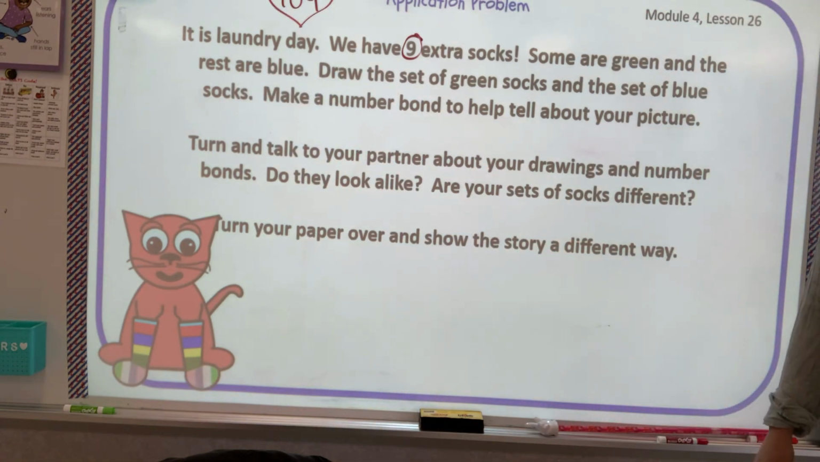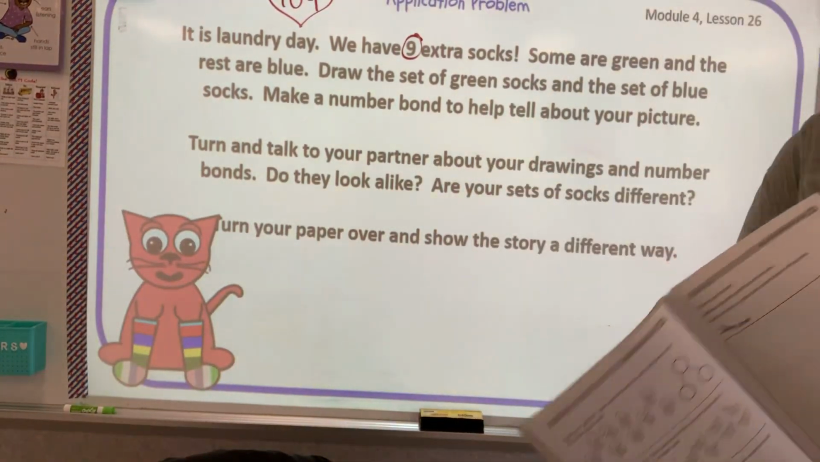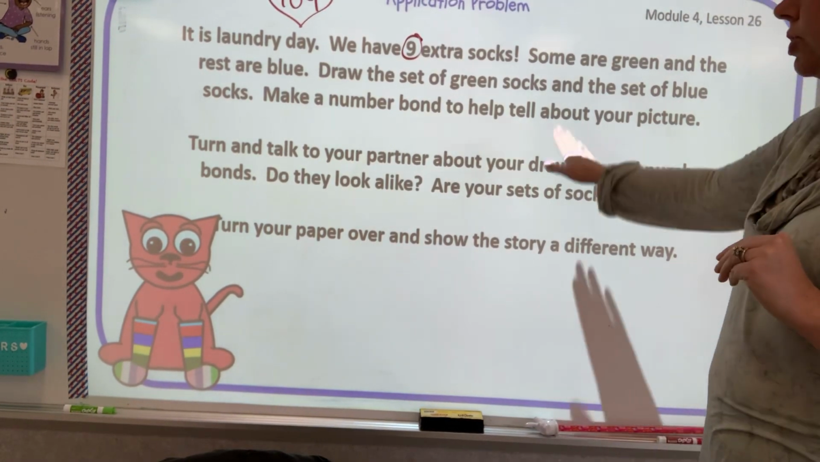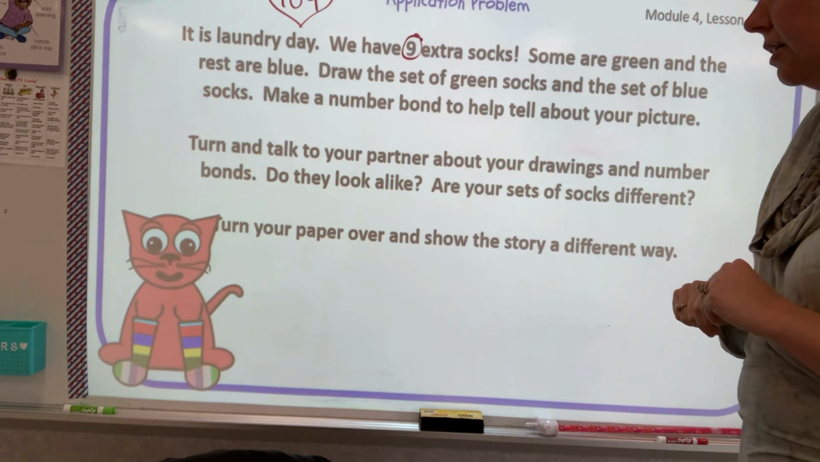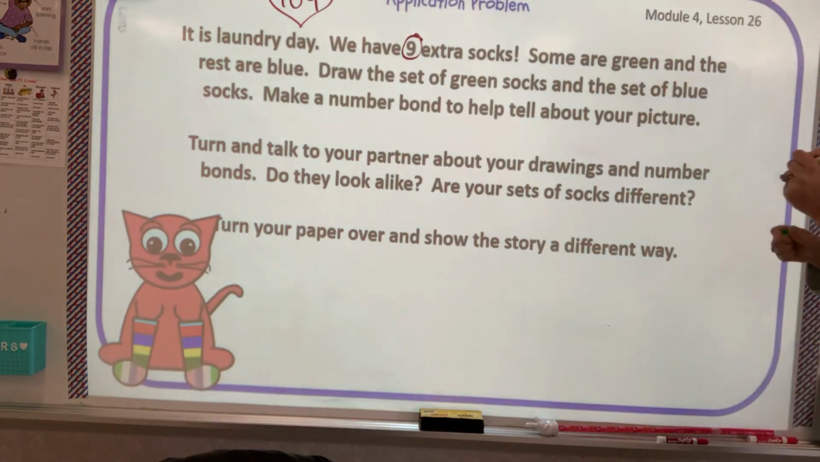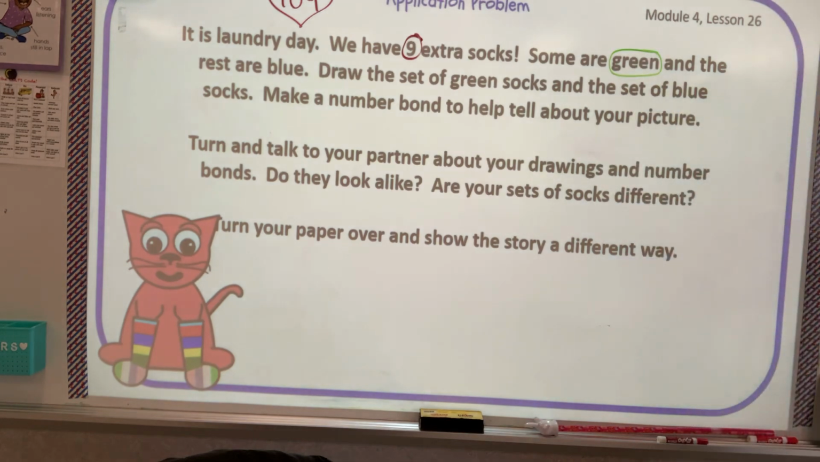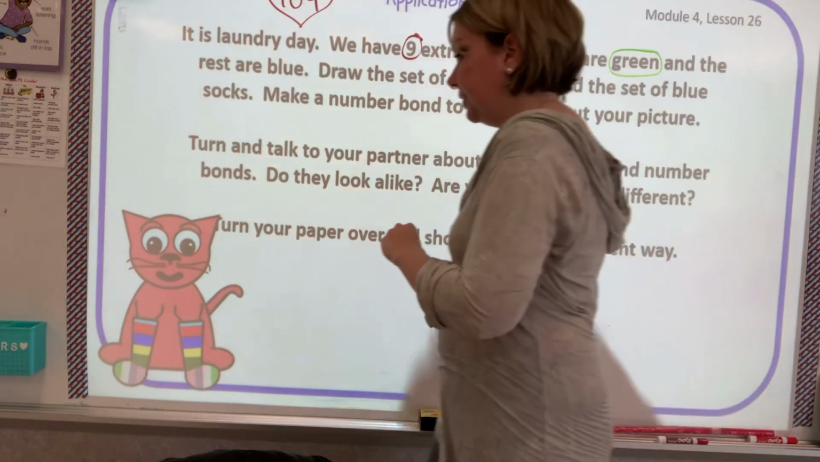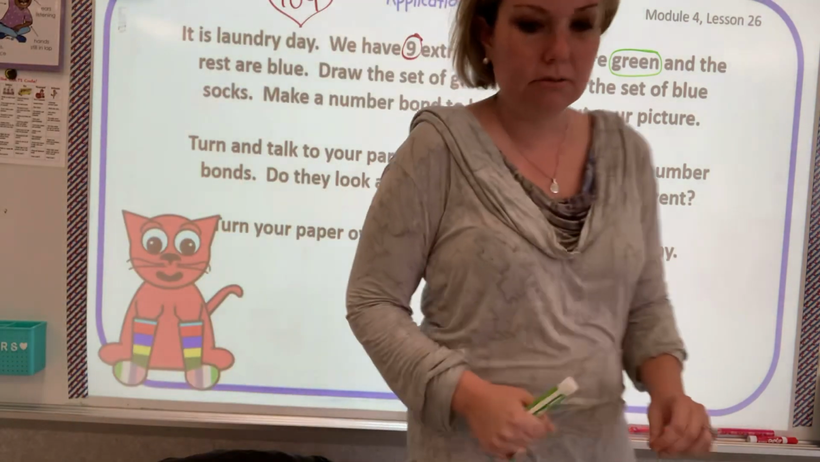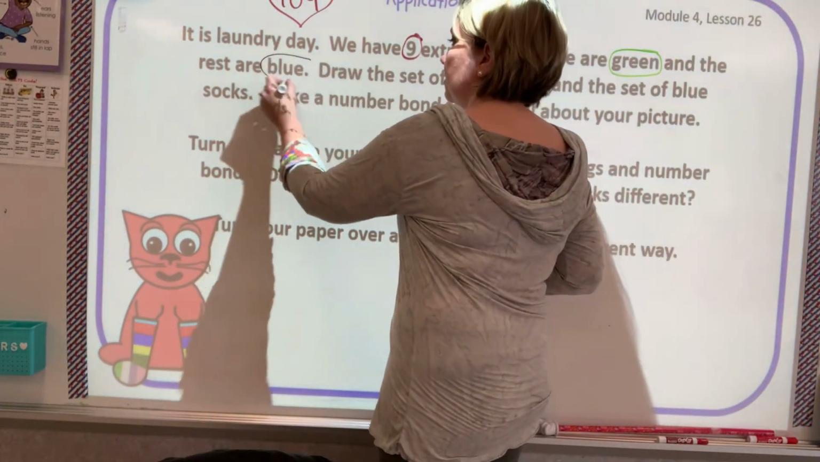Okay, honey, you need to have your book open to page 109. It looks like this, and you're following along. You're just watching me right now. Okay. Now, the second sentence said some are green, so I'm going to circle that word green with my green crayon so I don't forget. And the rest are blue. Unfortunately, I don't have a blue crayon, or a blue marker, but I'm going to circle it here. The rest are blue.